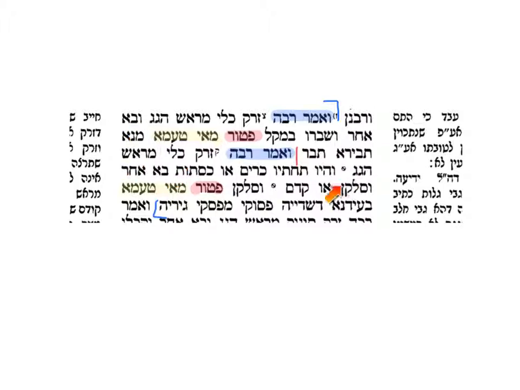Second time also: zarak kli mirosh hagag v'hayu tachtav karim uksatot ba'acher uslakan ukadam uslakan patur, all Hebrew. Mai tama ba'ina deshadya psukim mifsake gire, that is all in Aramaic, showing you that Rabbah makes a statement and the Gemara is trying to figure out what the reason is for each of these.